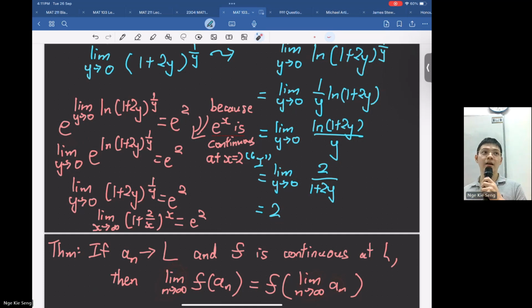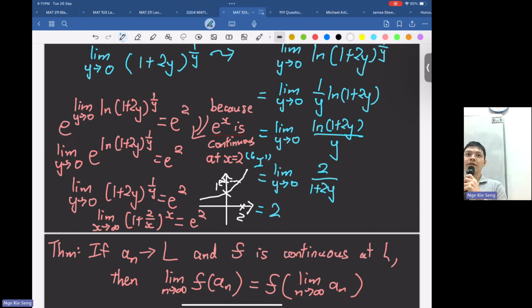Okay? Or do you know e^x is continuous at 2 or not? You know, right? What's the shape of e^x? There are a few basic shapes you need to remember, and e^x is one of them. e^x is like this. Here is 1, so 2 is around here, where this point here is e to the power 2. Continuous, obviously.